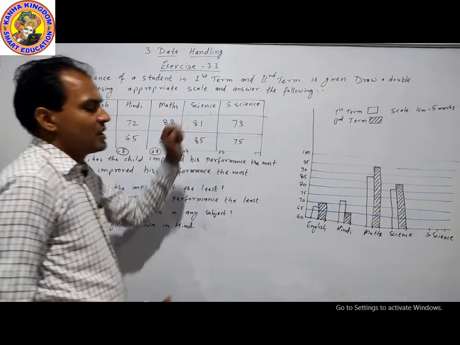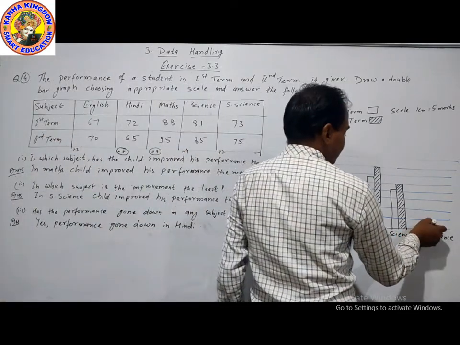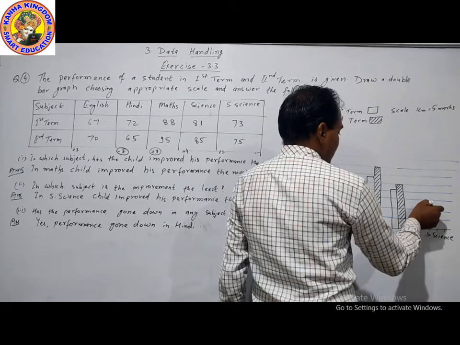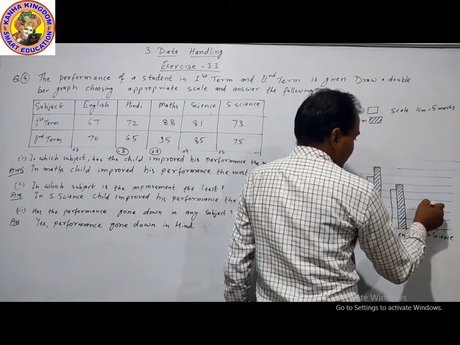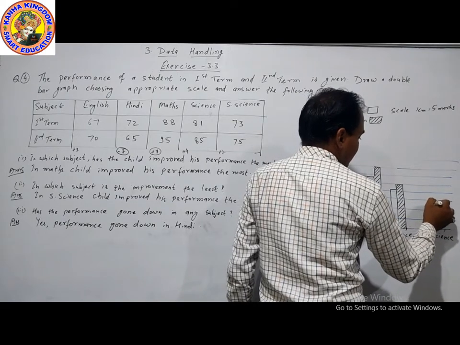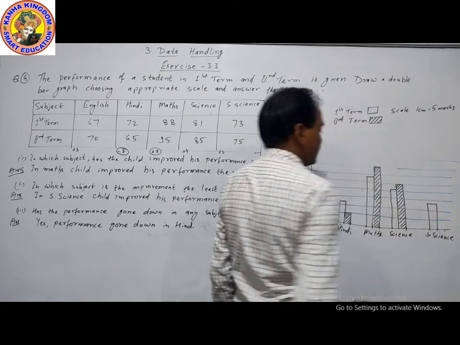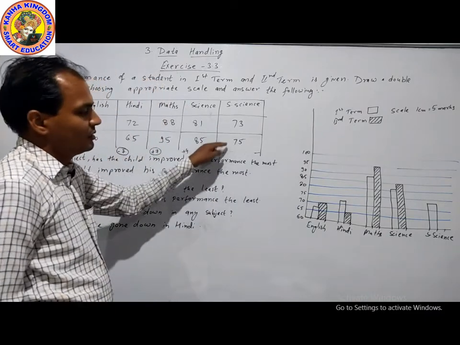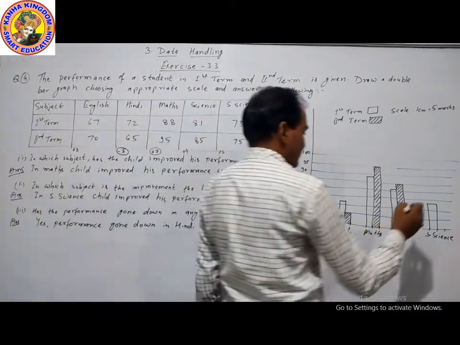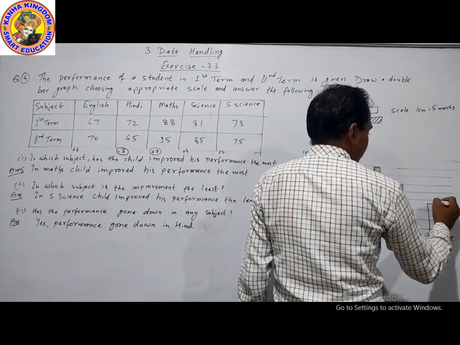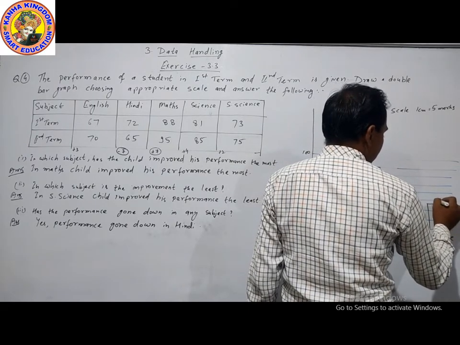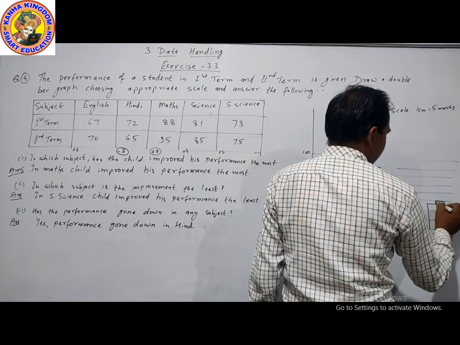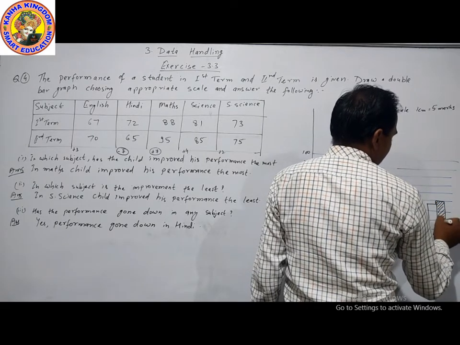Social science, in first term 73. This is over 70. Now 73. Now 75. Second term will be denoted by lines.